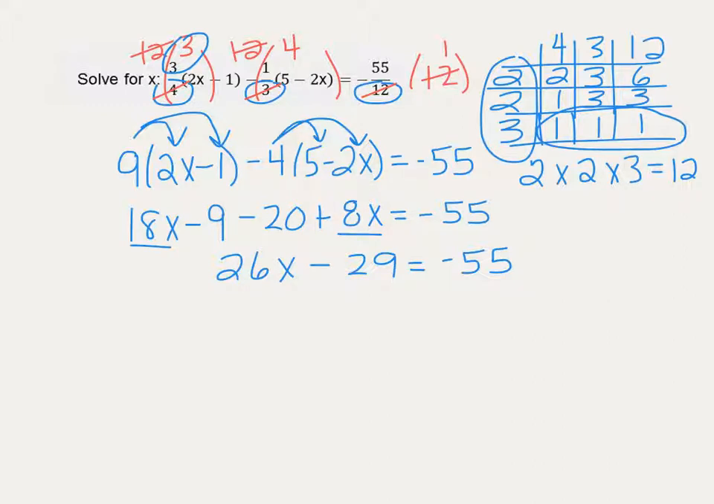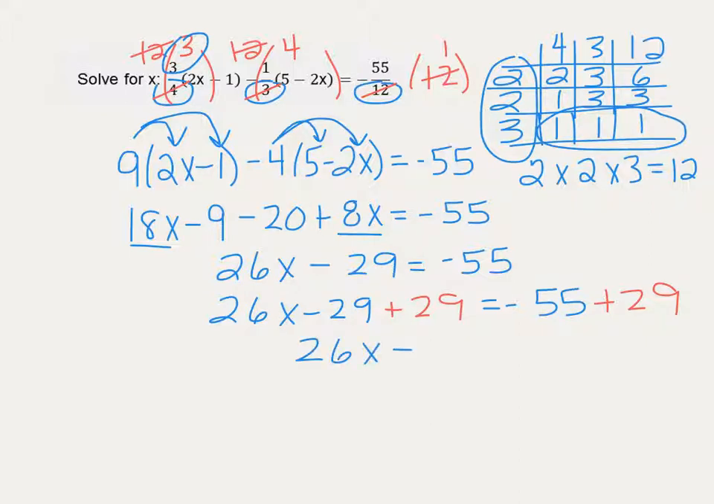So to eliminate the minus 29, we would add 29 to each side. So we'd have 26x minus 29 plus 29 is equal to negative 55 plus 29. That leaves us with 26x is equal to negative 26. So we divide each side by 26, and x comes out to be negative 1.